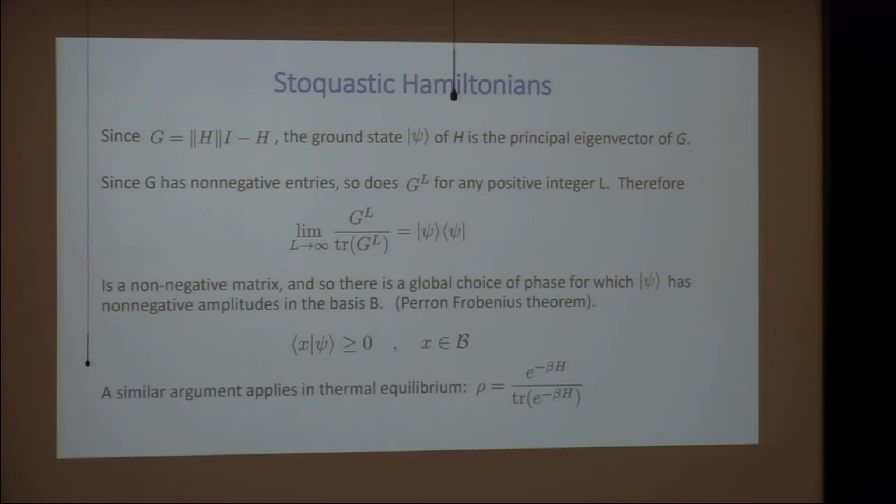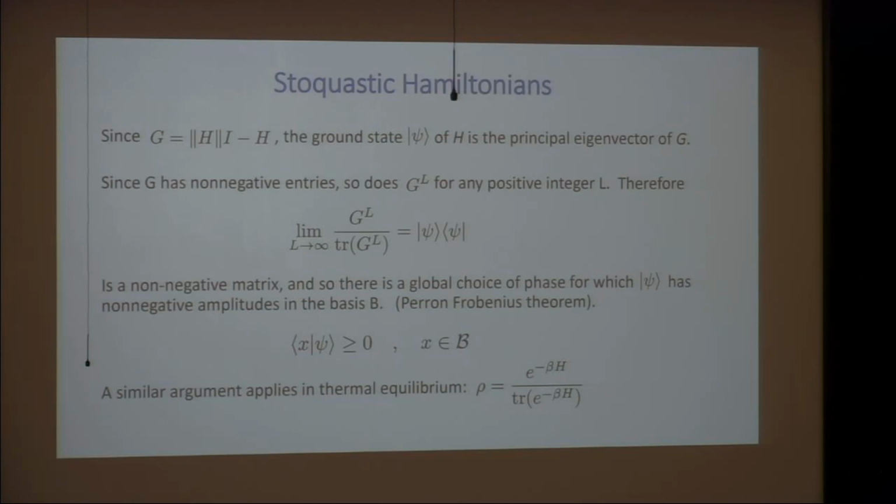And since G has non-negative entries, so does G to the power L for any positive integer L. So if we take this limit of G raised to some large integer power and we normalize it, then this is a sequence of non-negative matrices, right? This limit comes from such a sequence, and so it must converge to a non-negative matrix. And so indeed, this projector onto the top eigenvector of G is a non-negative matrix.